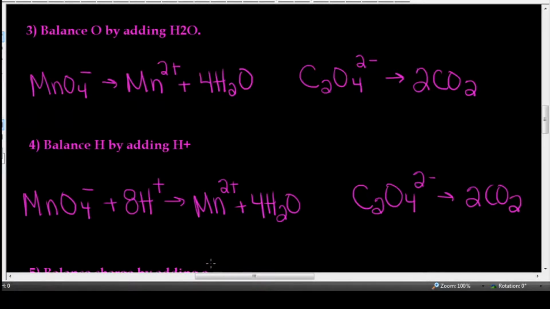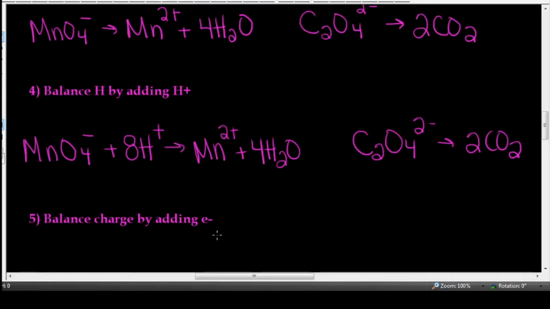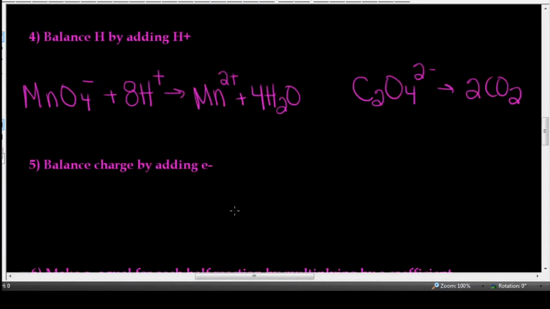Okay, moving on. Now we need to balance charge. Because these are redox reactions, we can balance our charges by adding electrons to one side or to the other. I'm going to show you guys how I would look at the charge on the left versus the charge on the right here in this different color.